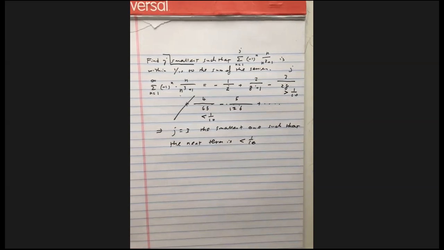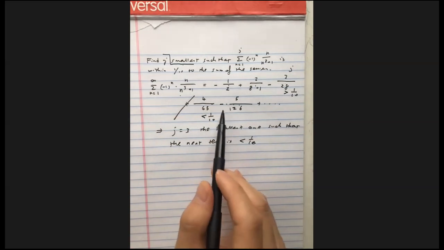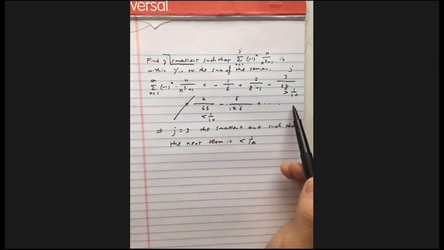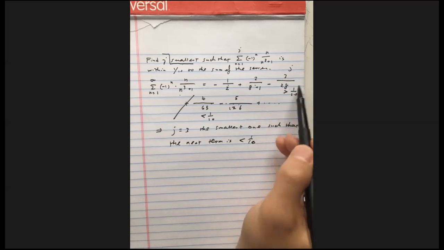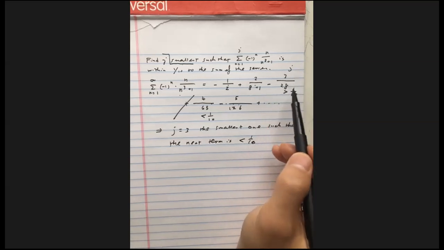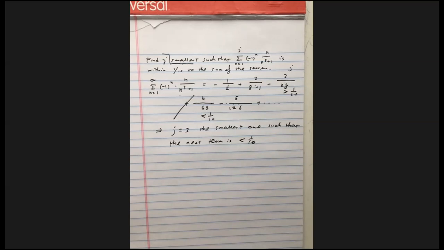Okay. So all we are searching for is a term which is smaller than 1 over 10, but the previous term is larger than 1 over 10. That's going to be the smallest one that we are looking for, because every other term afterwards will always be smaller than 1 over 10. So this is the first one that has this property, hence the smallest one. Okay? So this is how you solve a problem like this for the alternating series.